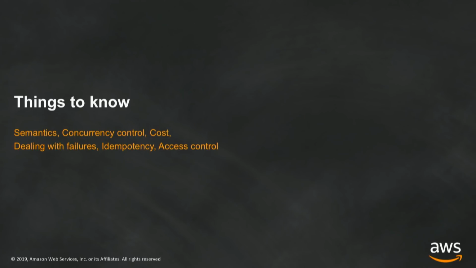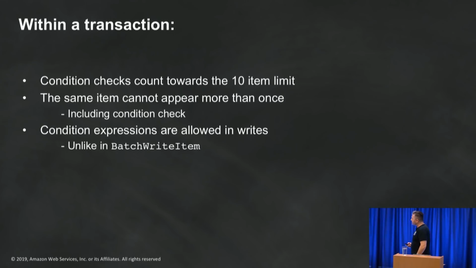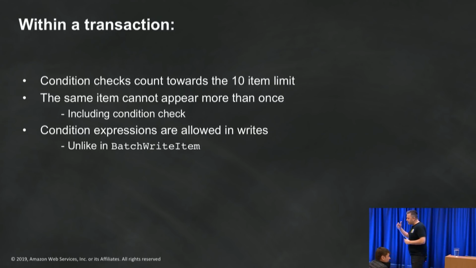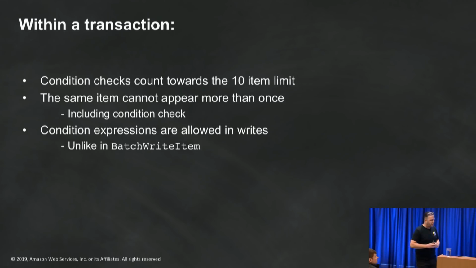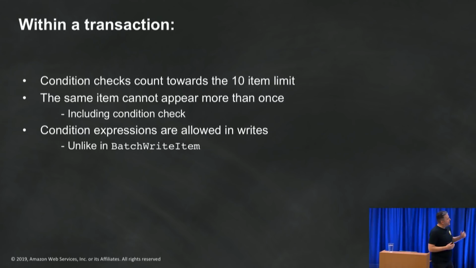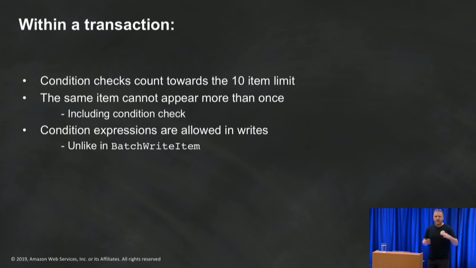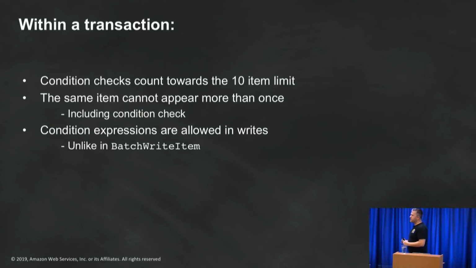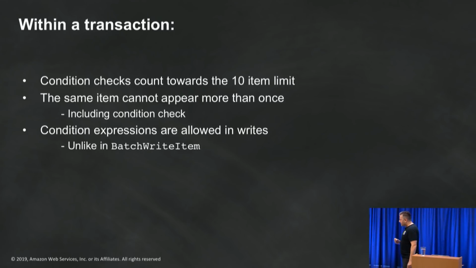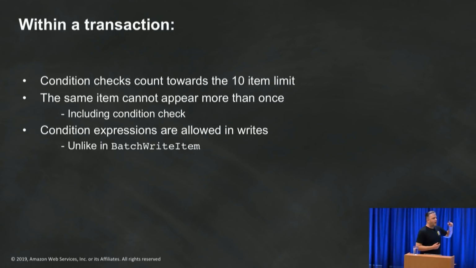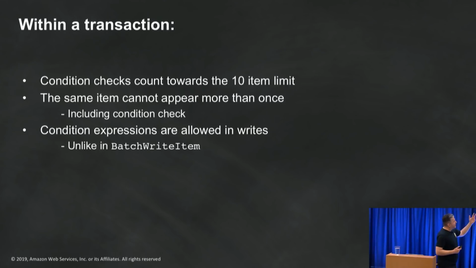Next, I'd like to talk about things to know: concurrency control, cost. How do we deal with failures with transactional APIs? So first, for a single transaction, the condition check is also part of the new API that's completely new with the transaction API and applies in the context of TransactWriteItems, right? You can have condition checks, you can have operations that update items. In all, you can have up to 10 operations between condition checks and update operations. One limitation is you can't have the same item in multiple operations, including condition checks.